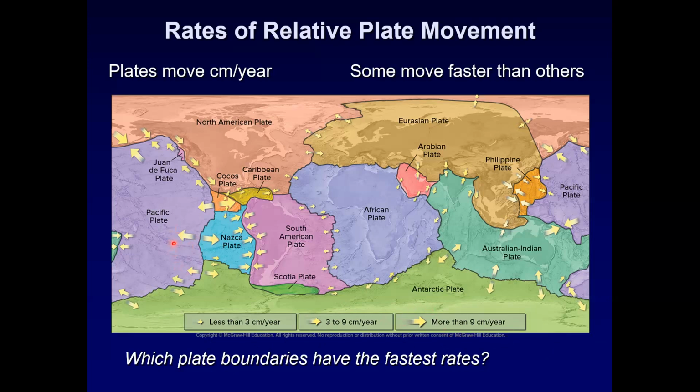Got a lot going on between the Pacific and the Nazca plate. Same here with the Pacific plate. Same here. Quite a bit of movement. Let's see. Lesser movements along the mid-ocean ridge. Something in the middle would be like the Antarctic plate and the Australian Indian plate.